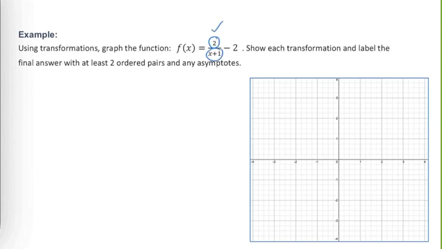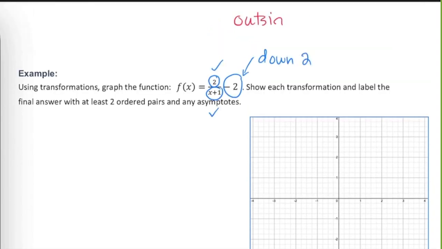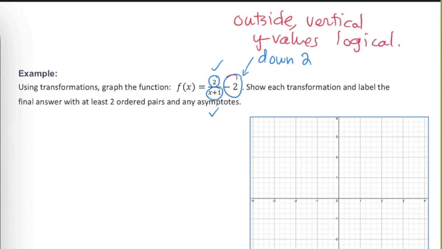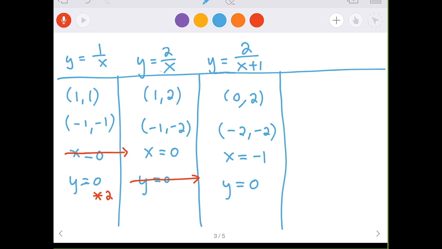We've moved it to the left 1, and the last thing that we need to do is now move the entire thing down 2 units. Because this -2 is on the outside, that's going to be a vertical transformation. We're going to manipulate the y values of the ordered pairs in a logical way, right? So if we see a -2, we're literally going to subtract 2 from each of the y values in the ordered pairs. So we can keep track of the points of interest either in the table or on the graph.